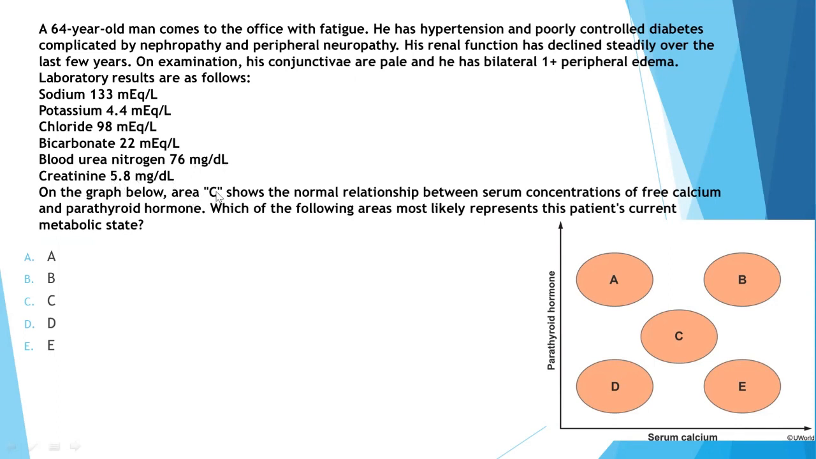On the graph below, area C shows the normal relationship between the serum concentration of free calcium and PTH hormone. Which of the following areas most likely represents this patient's current metabolic state? A, B, C, D, or E?